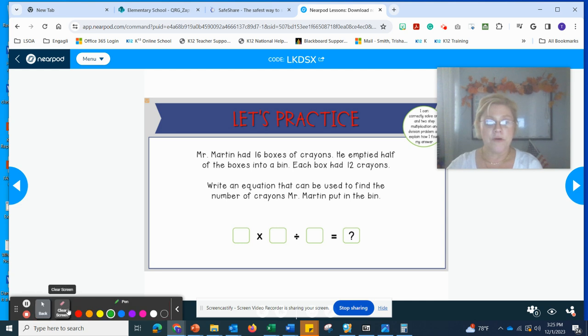So let's look through and see what are the facts that we know for this problem. How many boxes of crayons did Mr. Martin have? He had 16 boxes of crayons. He emptied half of the boxes into the bin. Each box had 12 crayons. So, what equation can we create for this problem?